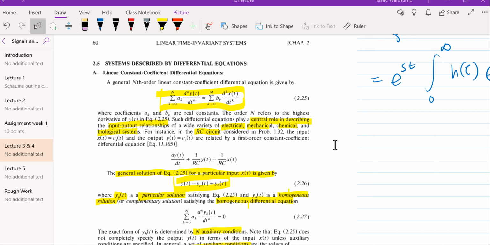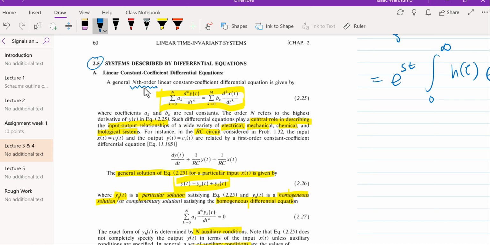The next item that I want us to discuss is section 2.5, the systems described by differential equations. We are going to start with a linear constant coefficient differential equation. So we are saying that a general Nth order linear constant coefficient differential equation.